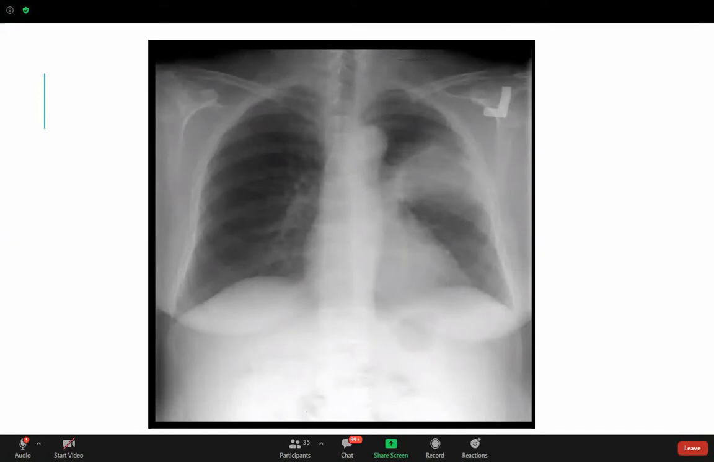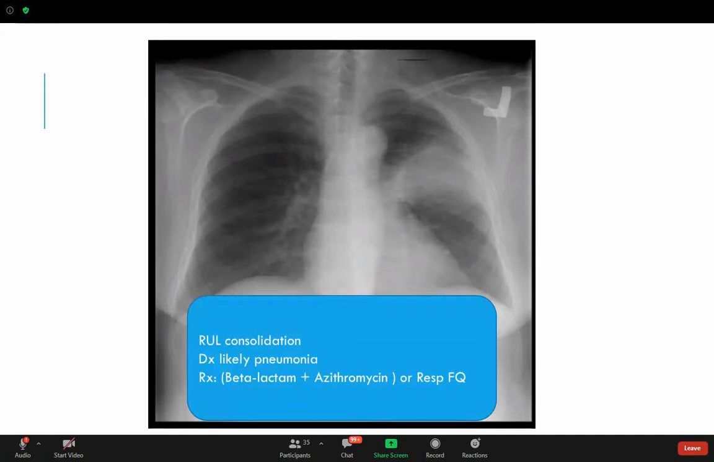What do you think the diagnosis would be? What's the most likely diagnosis? Pneumonia. Good, good. I think the clinical context, supported by the chest X-ray, suggests pneumonia. So this is right upper lobe consolidation, likely pneumonia.